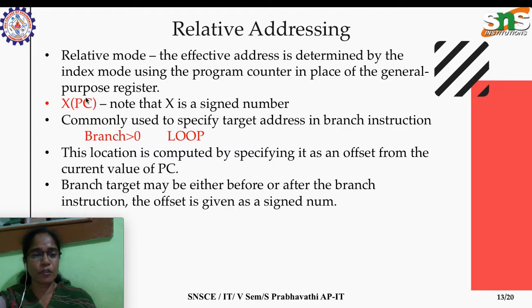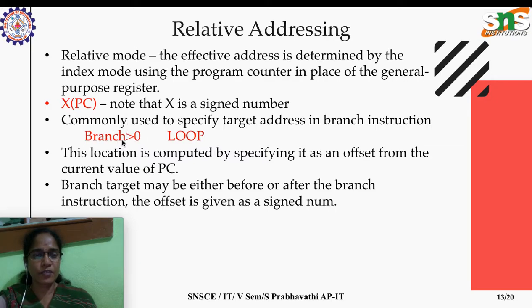PC is the program counter, where X could be a signed number, positive or negative, because relative addressing mode is mainly used to fetch the branch target location. When checking the condition, if it is satisfied, the program counter has to move to the target address. How to move to the target address? With the help of relative addressing mode, that can be achieved, and we are going to see a simple program for that.